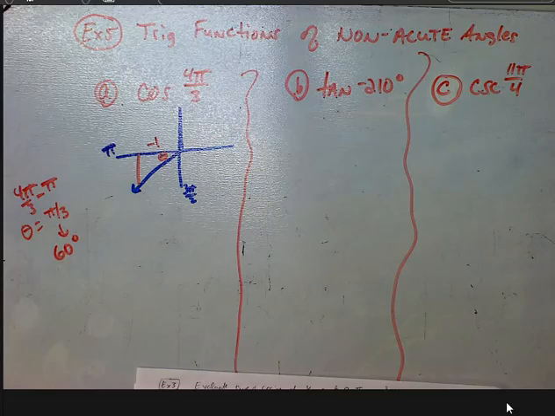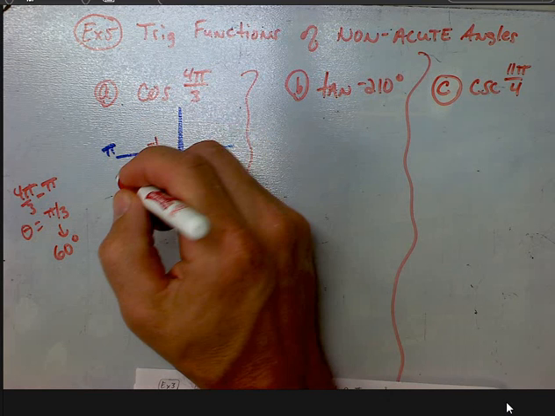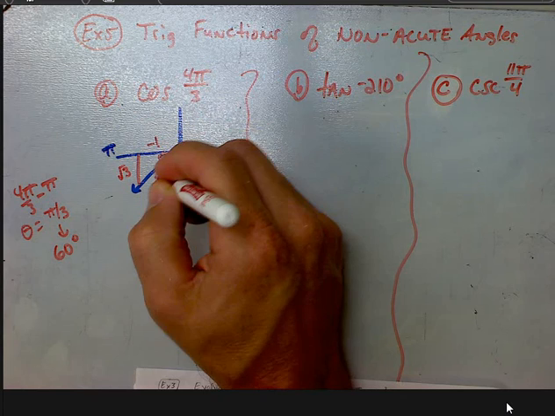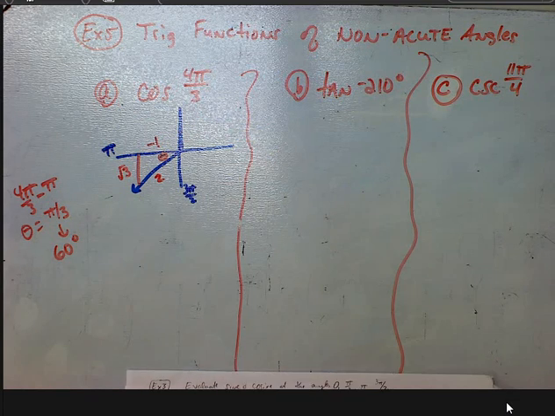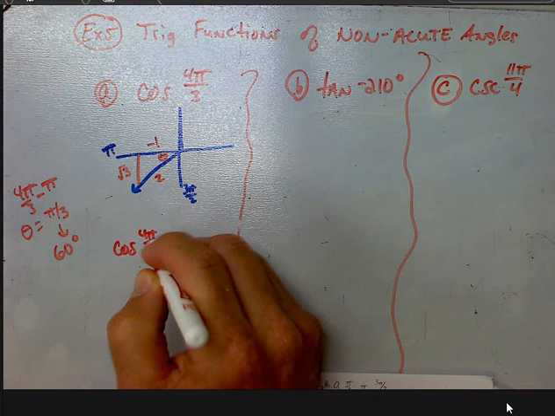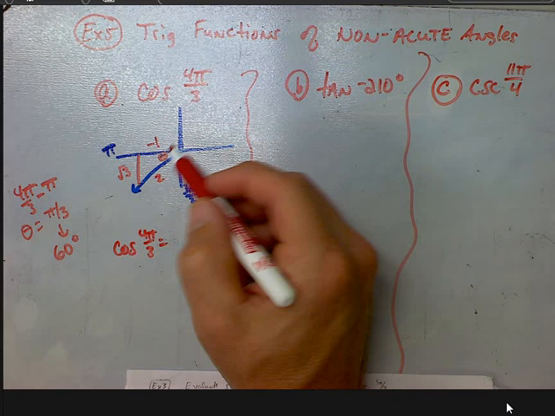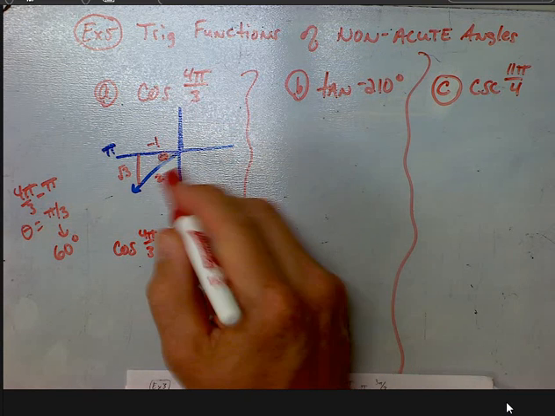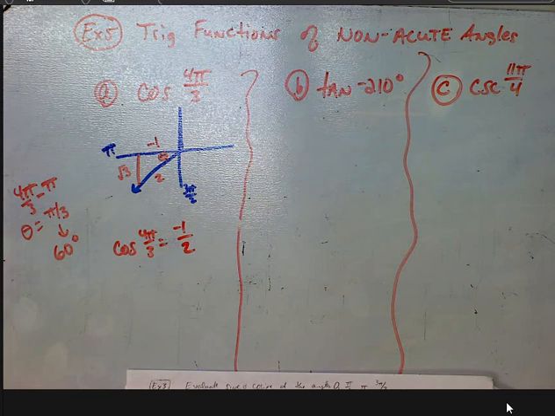That means it's a 30, 60, 90 triangle. So opposite to 60 is the square root of 3. The adjacent side is -1. The hypotenuse is 2. So to find the cosine of 4 pi over 3, I find the cosine of pi over 3, which is adjacent -1 over hypotenuse 2. And so the cosine is -1/2.